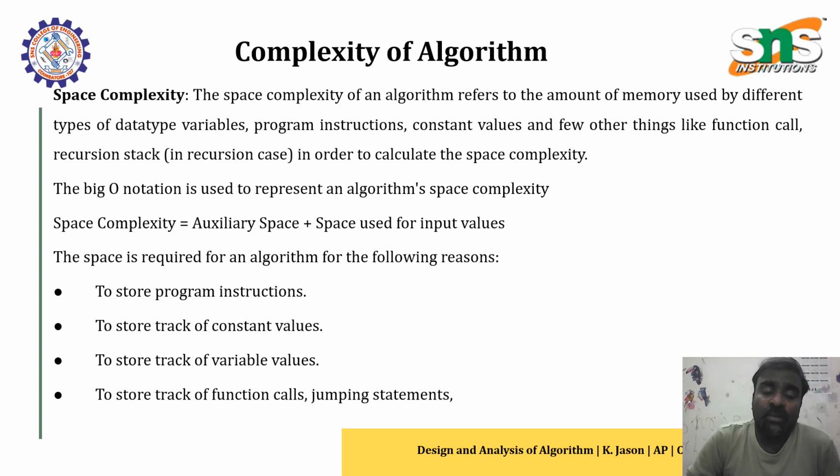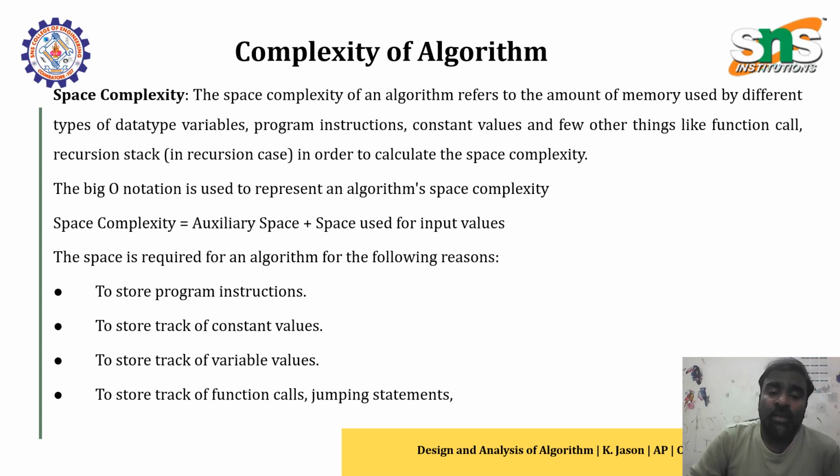So what is called space complexity? Space complexity is the sum of auxiliary space and space used for input values. Auxiliary space means temporary space used by the algorithm, and then there is the space used for input. You have to feed some input, and that needs space.